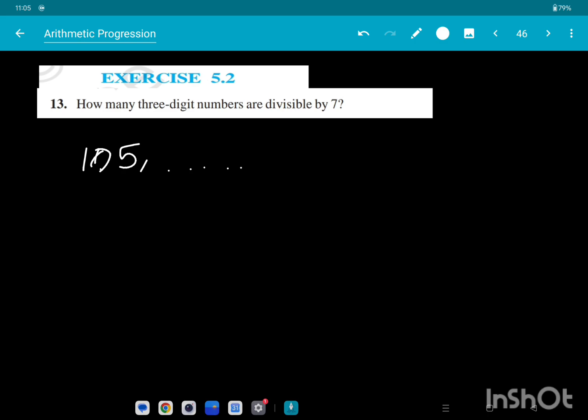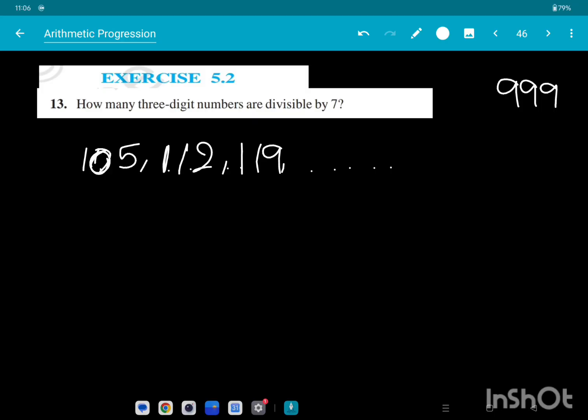And what is the last number which is divisible by 7? Here it is 105. Then what is the next number? It is 112 and 119, right? So these are all the multiples of 7. And what is the last number? It is 999, right? What is the last 3-digit number? It is 999. Then what is the last 3-digit number which is divisible by 7?